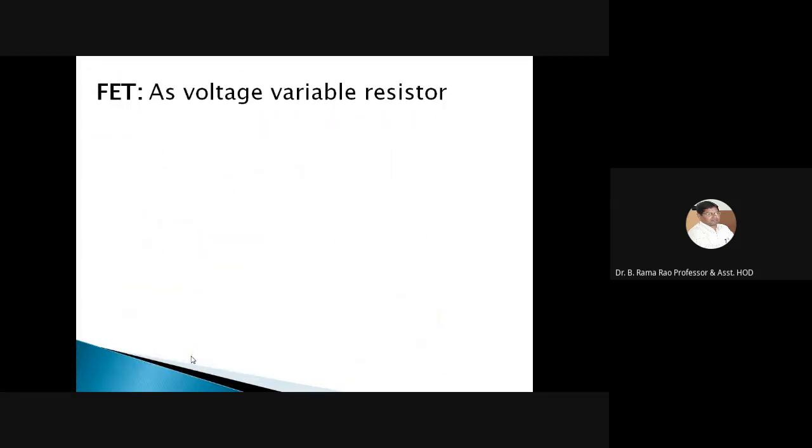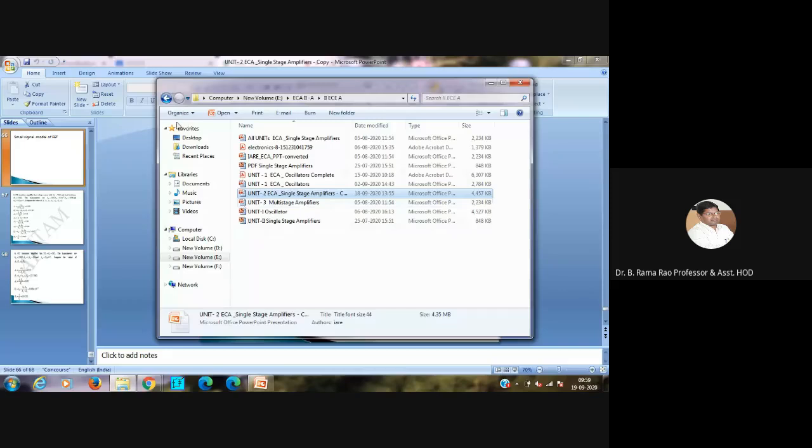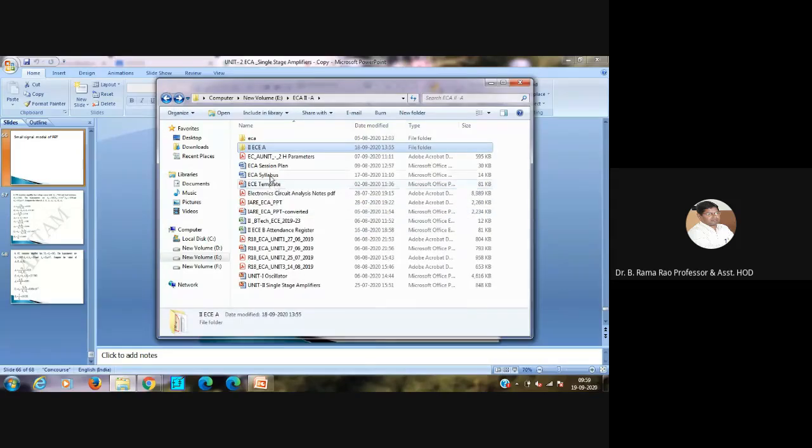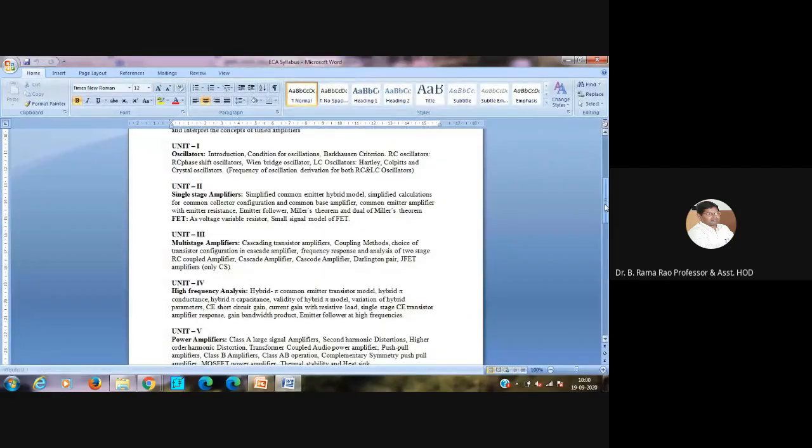After that, we go to the FET analysis: how the FET acts as a voltage variable resistor, and then what the small signal model of the FET is. In the case of the FET, we are going to see the small signal model using the common source configuration only. We'll stick to only one configuration because that is what we have to study in our syllabus, not more than that.